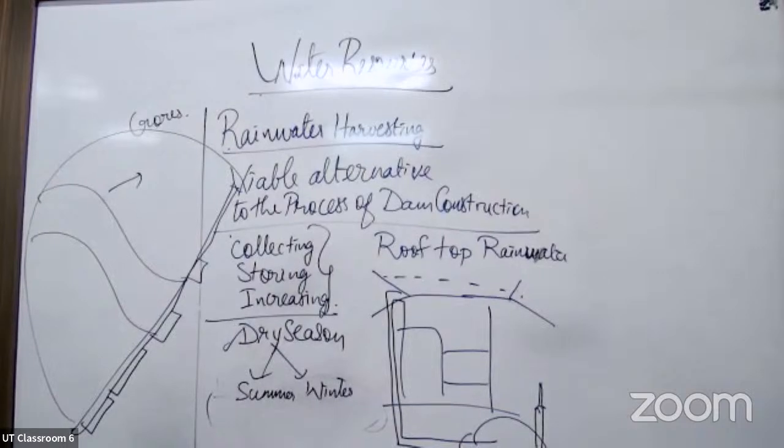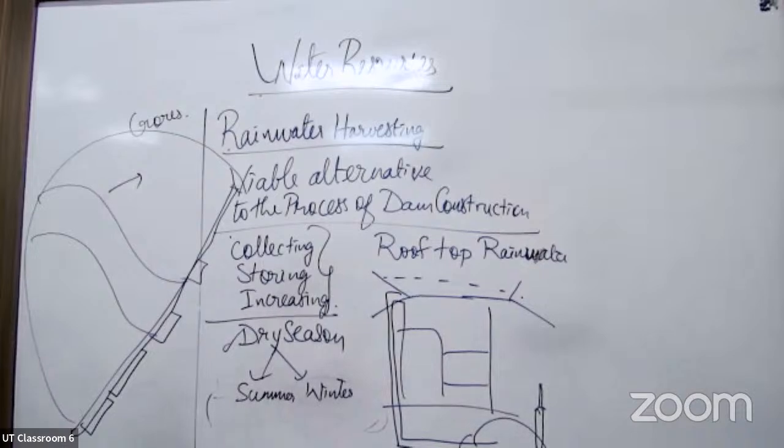Come to page number 67. Question 1, 2. Dam I have already given. Watershed development, if you want, I will give you. Rainwater harvesting you write. So leaving the fourth question, write all the questions, and we'll meet in the coming one.